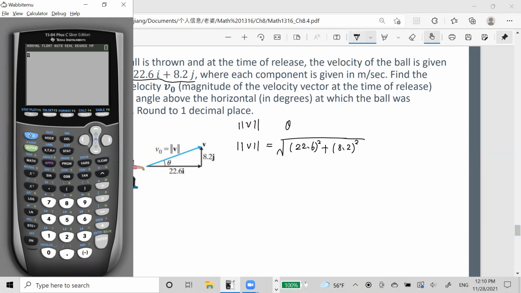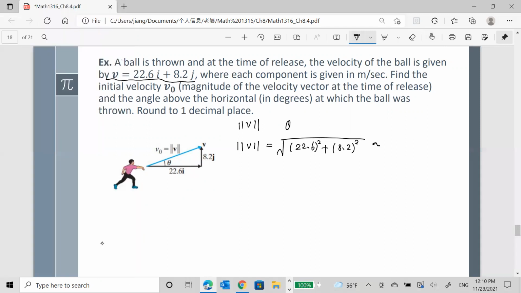Square root, the first squared, that's the square root of 22.6 squared plus 8.2 squared. And then hit enter. That's about 24.0. So I can say that's 24, because we keep one decimal. That's about 24.0 meters per second.